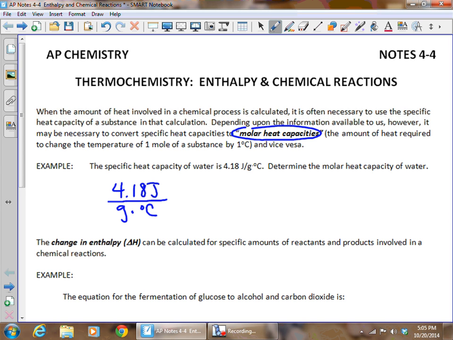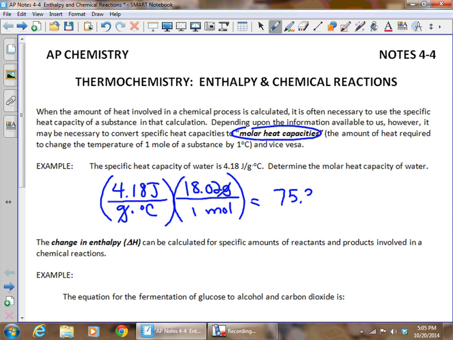So if we look at it this way, it's going to be pretty easy to see that if we just do a molar mass conversion factor here, we can end up with moles on the bottom instead of grams. Water's 18.02 grams per mole, so if we multiply by that, then we end up with grams canceling, and we end up with a value of 75.3 joules per mole degrees Celsius, which is the molar heat capacity.